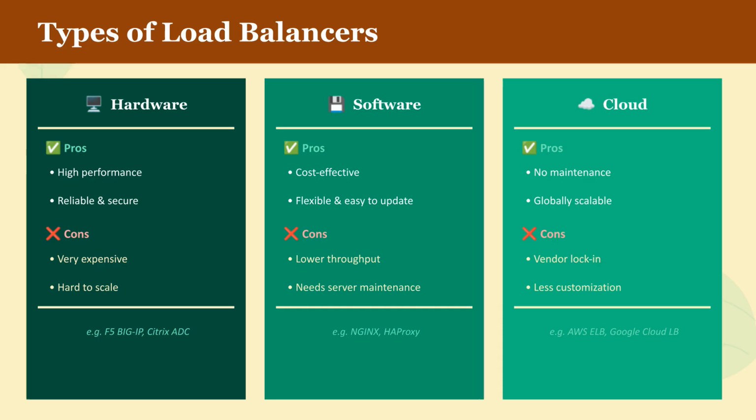Load balancers come in 3 main types: hardware, software, and cloud-based. Hardware offers high performance and security, but is expensive and hard to scale. Software is cost-effective and flexible, but has lower throughput and requires maintenance. Cloud solutions are highly scalable and maintenance-free, but include vendor lock-in and less customization.